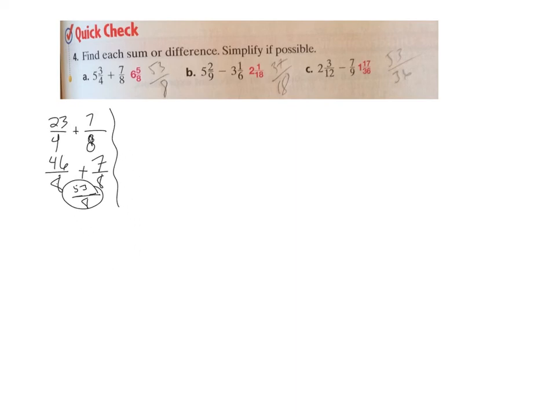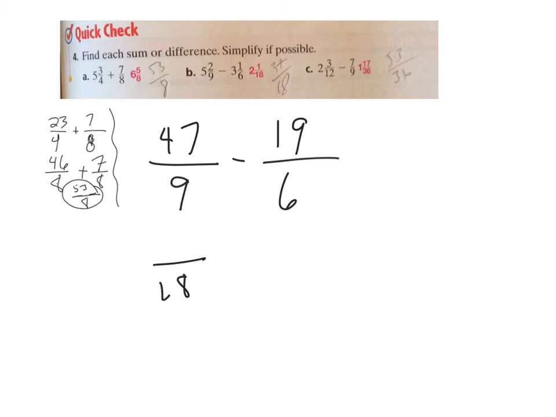Let's take a look at B together, shall we? So, let's see here. We're going to make them improper first. So, we have 5 times 9 is 45, so 47, right? 47/9. And 3 times 6 is 18, so 19/6. Now you have to find a common denominator. I believe both these guys go into 18, right? Both go into 18. If you weren't sure, I can help you find that or whatever.